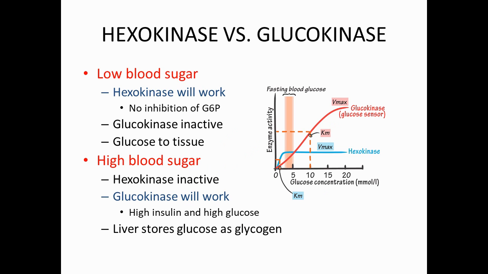Now we'll learn about the difference between hexokinase and glucokinase at different levels of blood sugar. In low blood sugar, hexokinase will work because there is no inhibition by glucose 6-phosphate, and glucokinase will be inactive. Hexokinase will deliver the glucose into the tissue. In high blood sugar, hexokinase will be inactive and glucokinase will work because there is a high insulin level and high glucose level. It will store the glucose as glycogen in the liver.